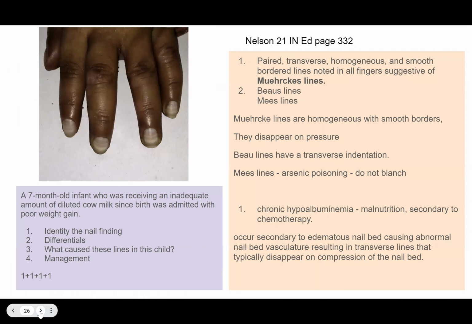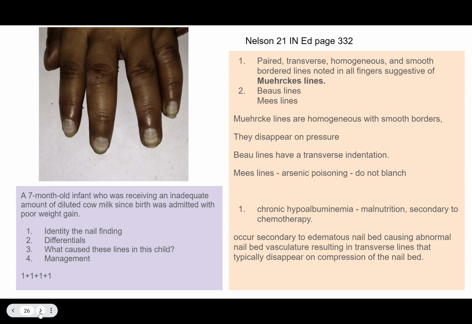Okay. So these are paired, transverse, homogeneous, smooth bordered lines noted in all the fingers. The thumb we are not able to see, and the other hands and feet we are not able to see, but this is uniform, and all the fingernails are affected. It is paired, transverse lines which disappear on blanching. So this is Muehrcke's lines. The differentials are Beau's lines and Mees' lines. Muehrcke's lines are homogeneous, so they have smooth borders and they are blanchable.